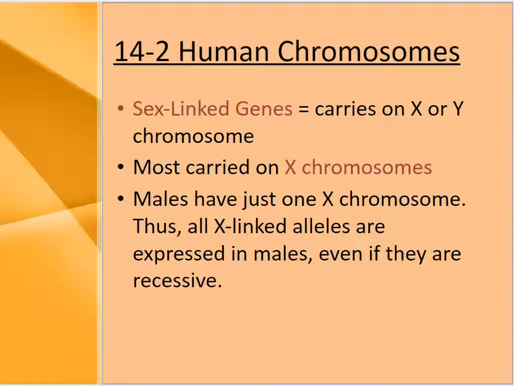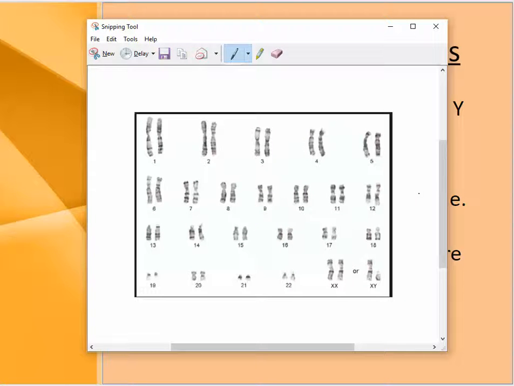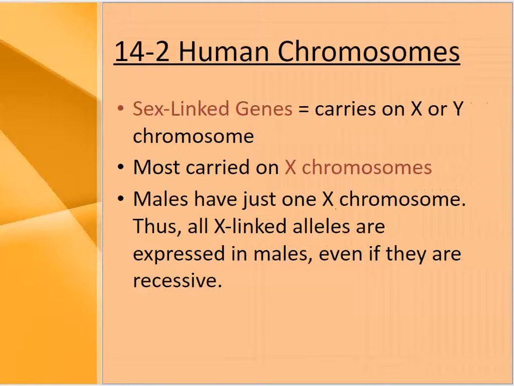They're carried on the X or the Y chromosome. We talked about karyotypes at the beginning of the chapter, so here's a karyotype. You'll see the last two chromosomes are the XX or the XY chromosomes that create our sex. The others are all called autosomes. We looked at some disorders that you researched online. So we're just concerned with the X and the Y.